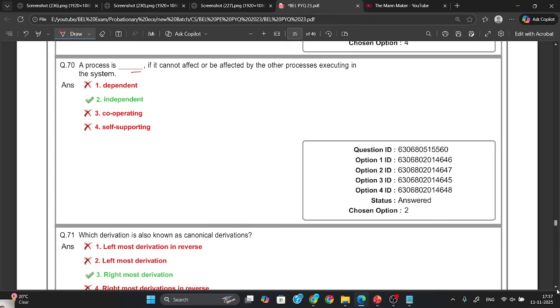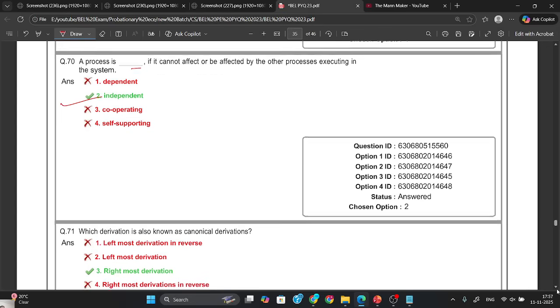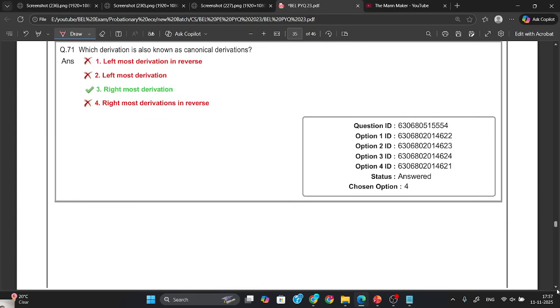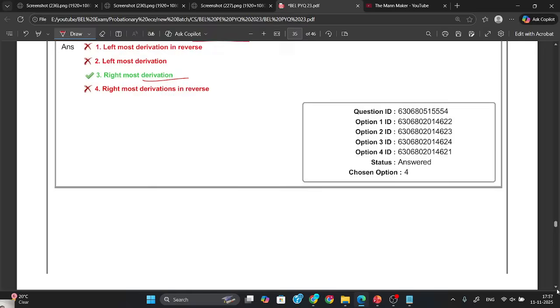A process is dash if it cannot affect or be affected by the process execution in the system, then what? If a process is called independent. Which derivation is also known as canonical derivation? So rightmost derivation is also known as canonical derivation.